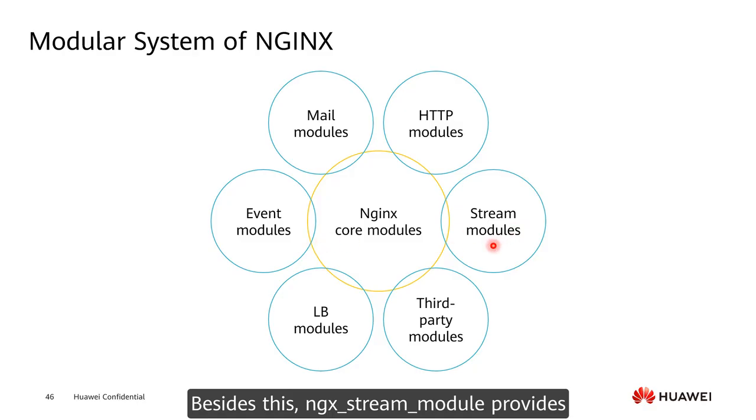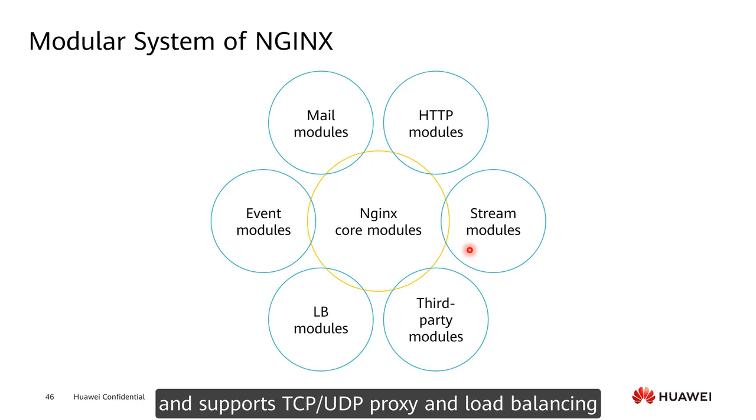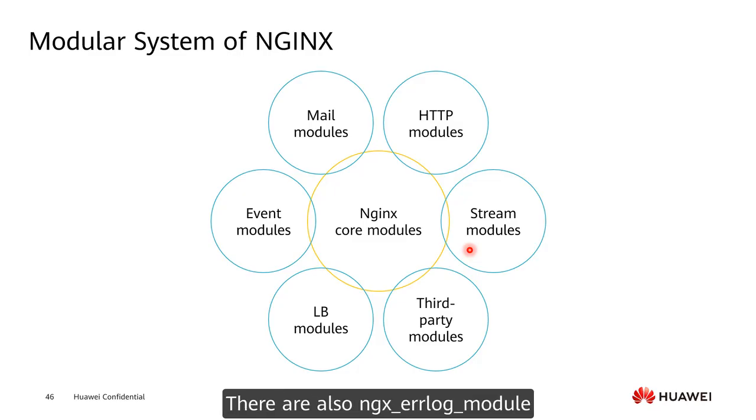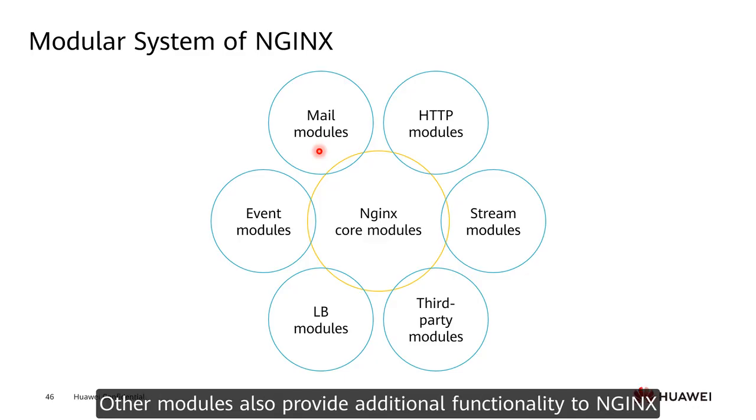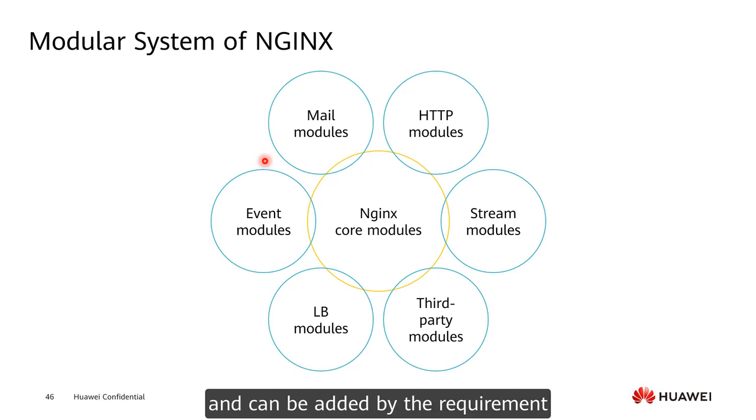Besides this, the Nginx Stream module provides TCP and UDP stream processing and supports TCP and UDP proxy and load balancing. There are also error log modules, the Nginx OpenSSL module, Nginx Mail modules, and so on. Of course, there are many more standard modules, and the ones listed in the figure are only representative. Other modules also provide additional functionality to Nginx and can be added as required.